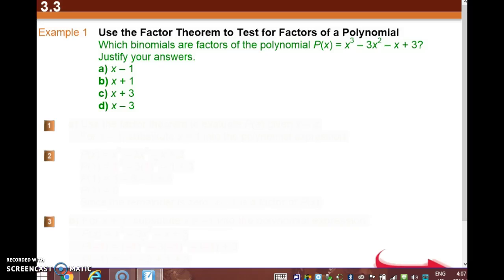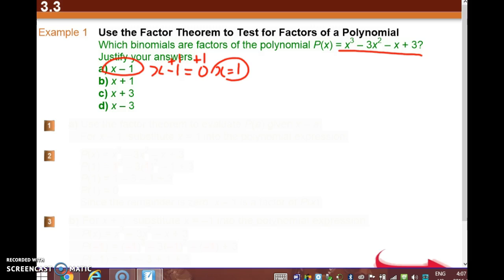Section 3.3, factor theorem. The factor theorem states if you're taking the value of x0 here and you're plugging it into an equation, if you end up with 0, that means that value is a factor. If you end up with anything other than 0, then it is not a factor. So in this case, x minus 1 equals 0. I added 1, x equals 1. So what we're putting in is x equals 1.